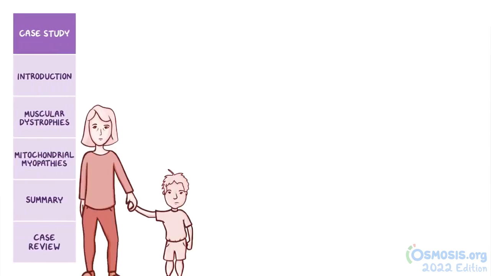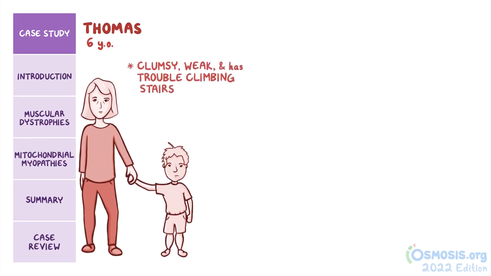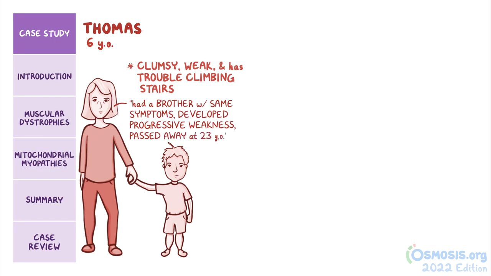At the clinic, 32-year-old Mary comes with her 6-year-old son Thomas after noticing he's often clumsy, weak, and has trouble climbing the stairs of their house. Mary is worried because she had a brother who presented the same symptoms when he was a child and developed progressive weakness until he passed away at 23 years old due to respiratory problems. Upon physical examination, the physician notices that Thomas has scoliosis and thick calves.